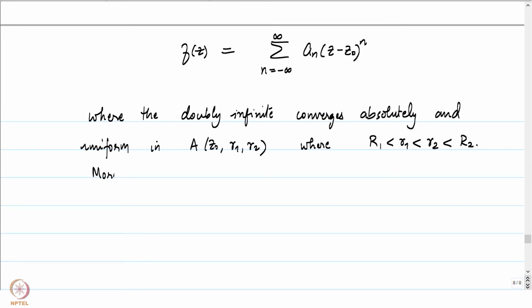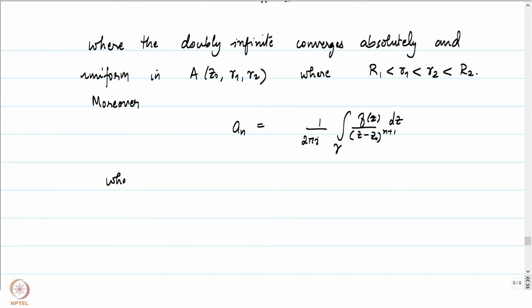Moreover, we do have some knowledge about what a_n is. Moreover, a_n is just going to be equal to 1 by 2 pi i times the integral over gamma of f(z) by (z minus z0) to the power n plus 1 dz, where our gamma(t) is just going to be equal to z0 plus r e to the power i t for t in 0 to 2 pi, where r is some number between r1 and r2.